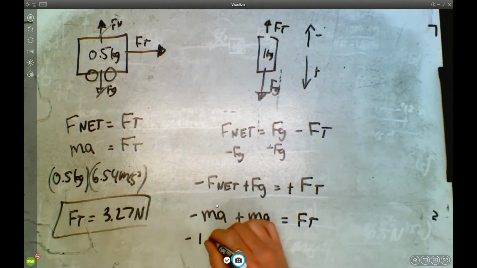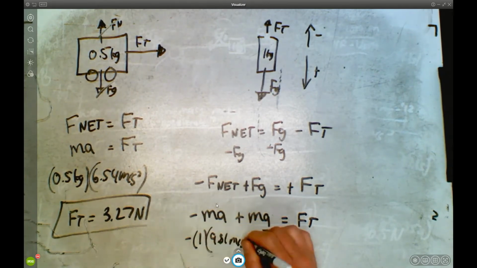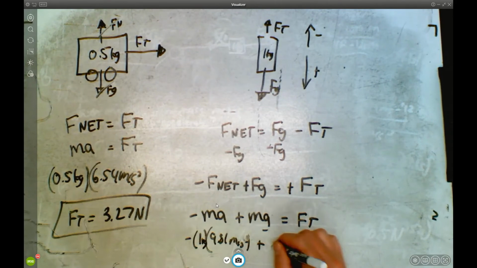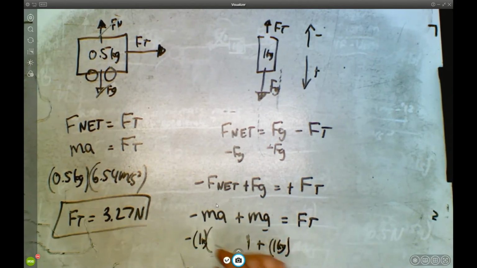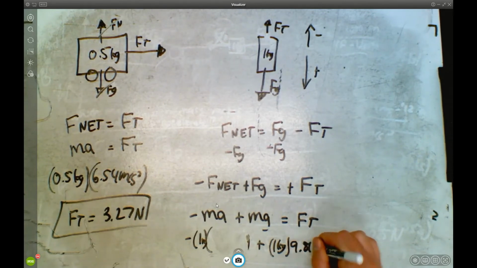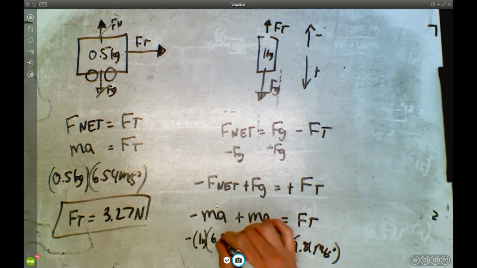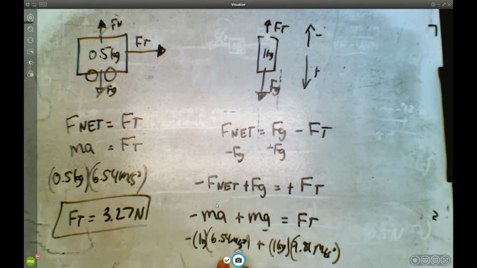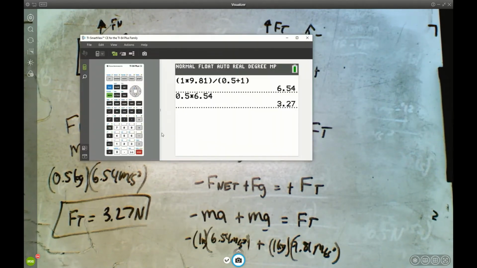So negative 1 kilogram times 9.81 meters per second squared, plus 1 kilogram times, this is 9.81 meters per second squared, this is 6.54 meters per second squared, because that's our acceleration. If we plug that in, we should get the exact same answer. It's just a little bit harder of a way of doing the same thing.